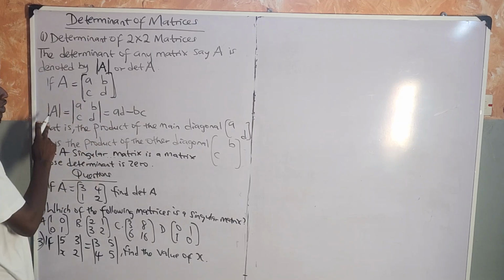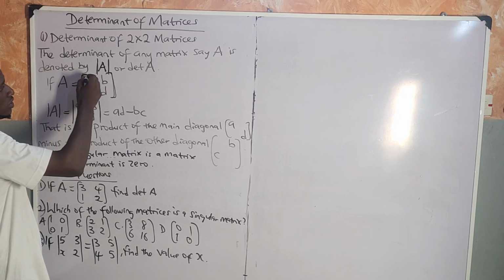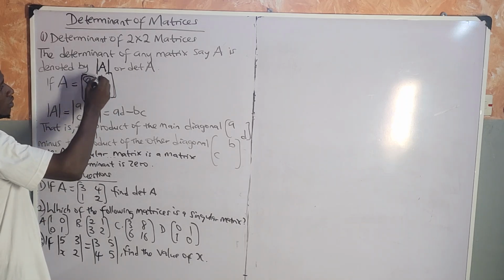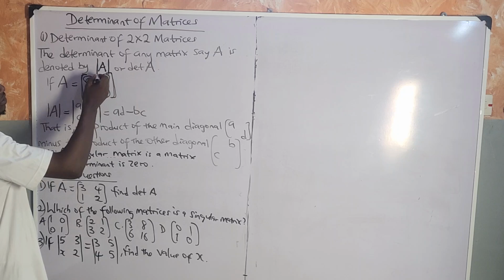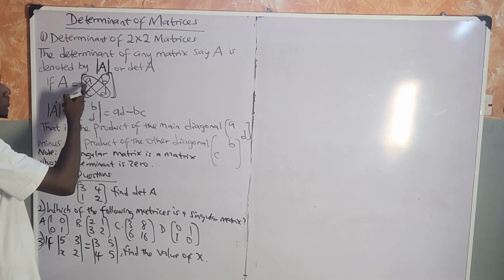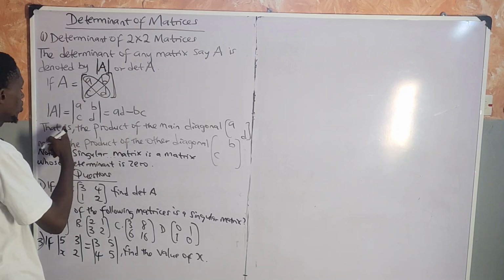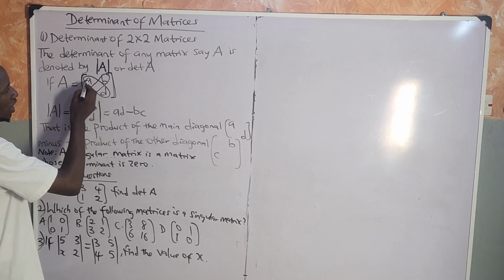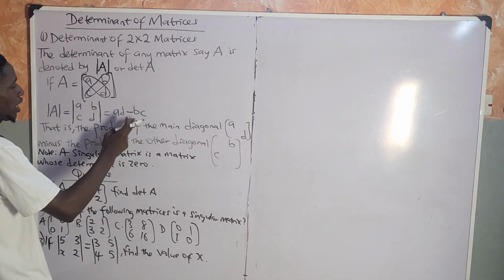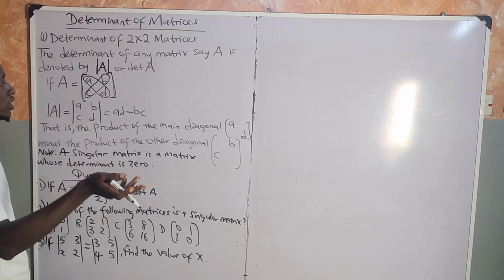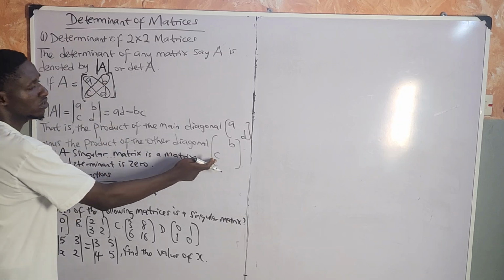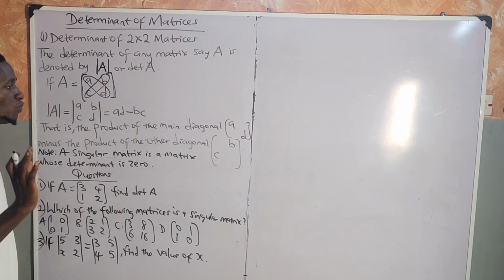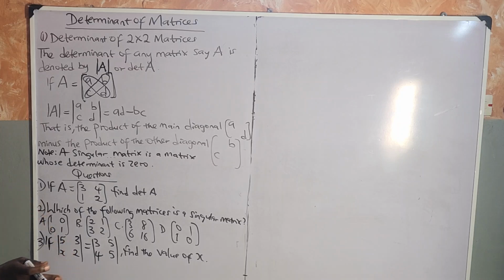So how do you get the determinant of A? It is this times this minus this times this. What is the leading diagonal? It is A and D. So the determinant is the product of the main diagonal, which is A times D, which is AD, minus the product of the other diagonal, which is B times C, which is BC. So that is how to get the determinant of a 2 by 2 matrix.